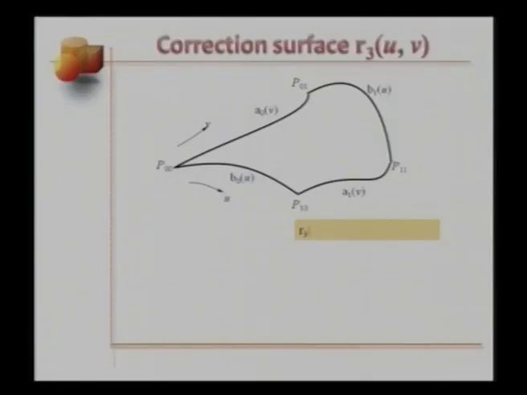Okay, so where are we heading? Let's copy the two results from before, one corresponding to R3 of (U,1), which is equal to (1 minus U) times P0,1 plus U times P1,1, and the second corresponding to R3(U,0), which is equal to (1 minus U) times P0,0 plus U times P1,0. What can we do with these two results? Well, we can linearly blend them in this manner.